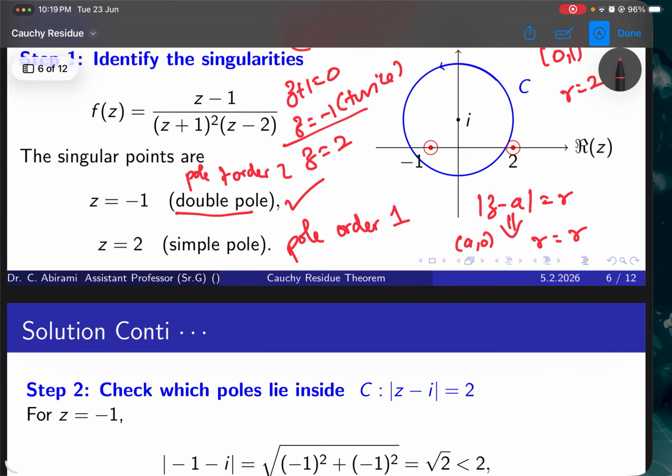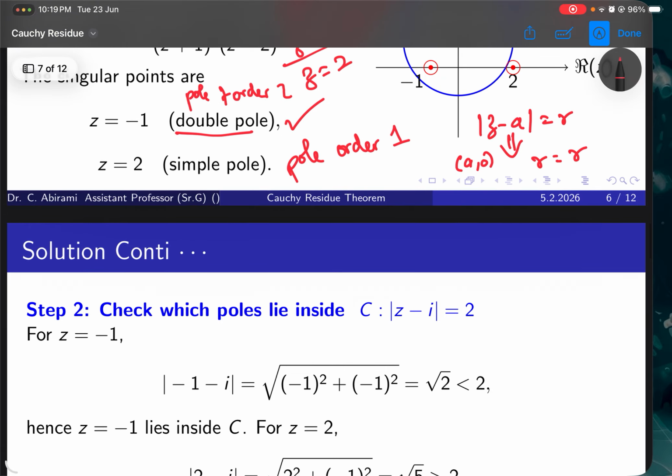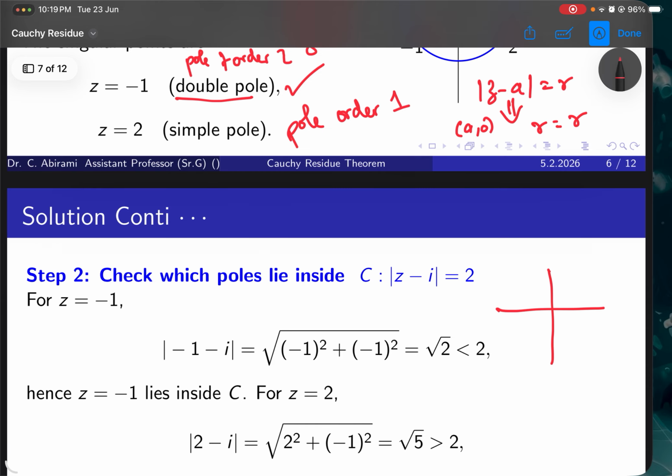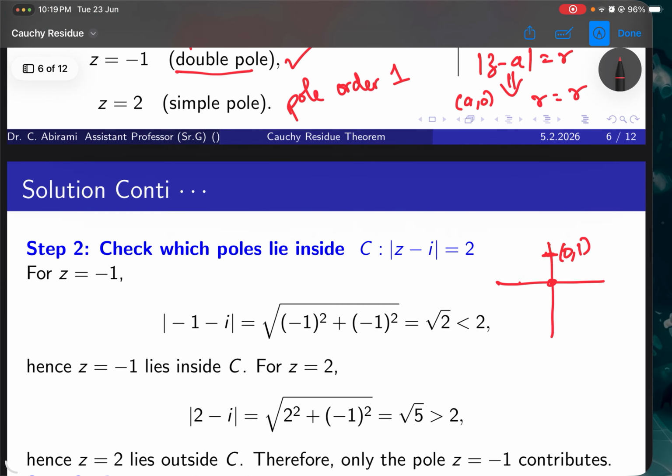Center at (0, 1) and radius 2 means, how are we going to sketch the diagram? Center at (0, 1). (0, 1) means it lies on the y-axis. So here, (0, 0), and (0, 1) is the center. Radius is 2. So from this point, 2 units above, 2 units below, this is minus 1. From this, 2 units: 1, 2. Right side also 1, 2, minus 2. Now you can join all the points.